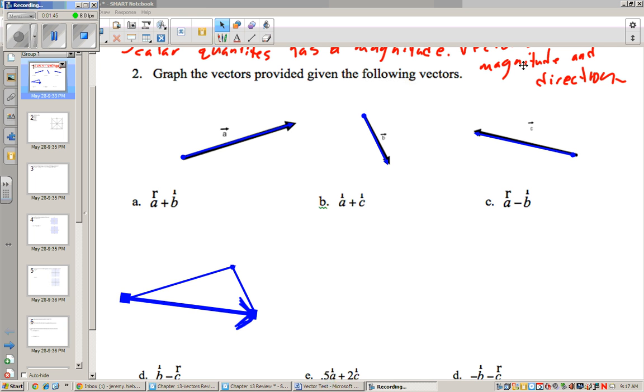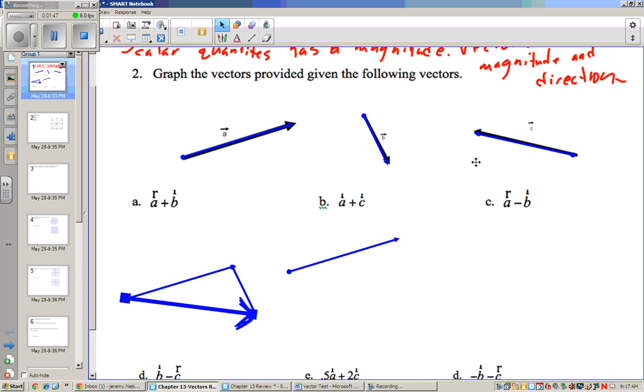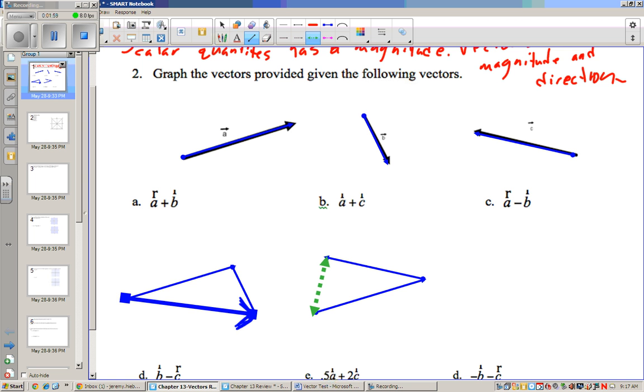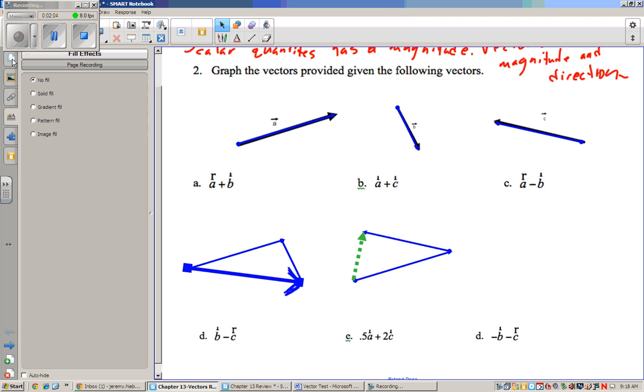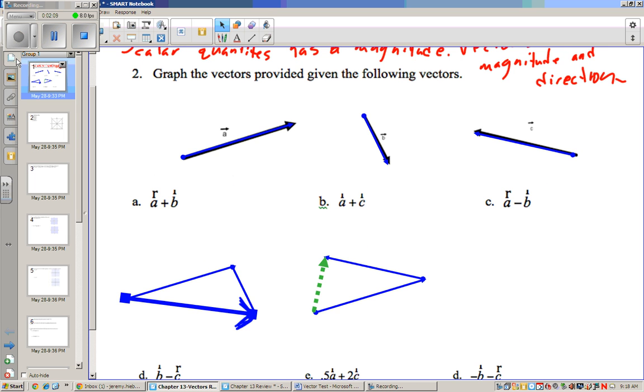All right, if I have a plus c, I would take a and put c at the end of a, like so. And now I'm going to draw my vector from the beginning of a to the end of c. So this is a plus c. It should start here and have an arrow here.